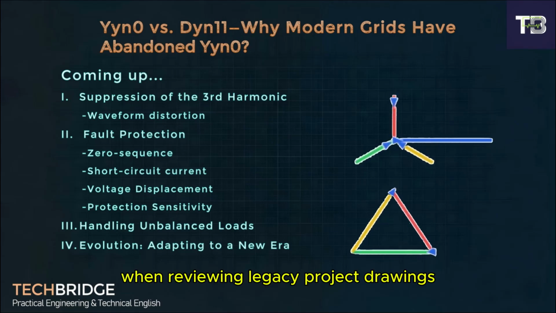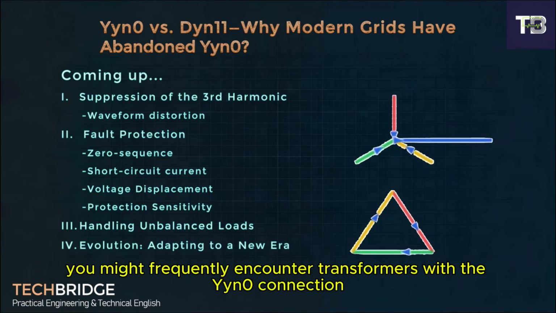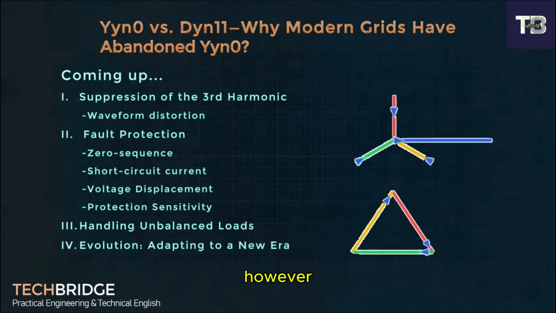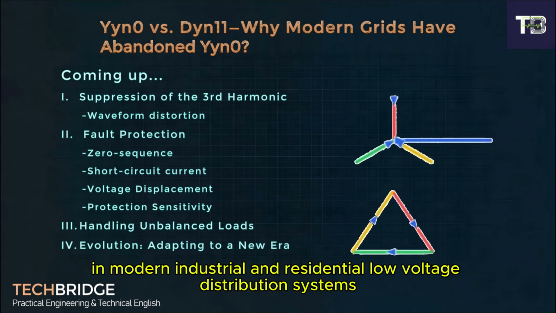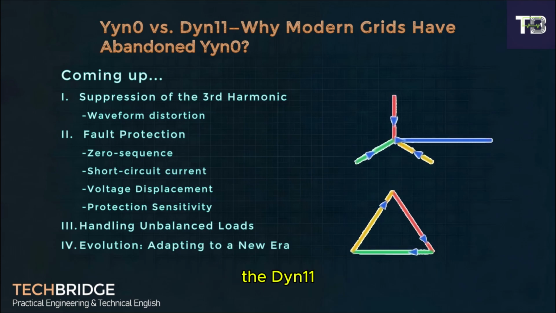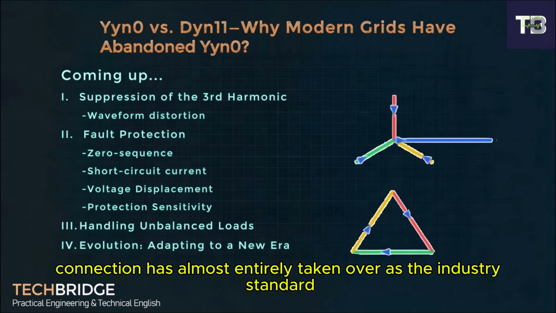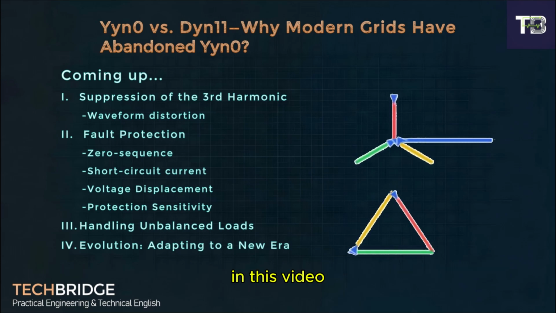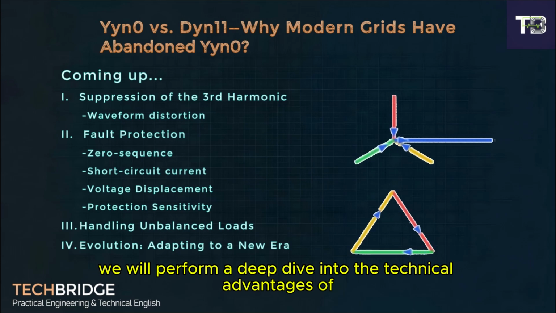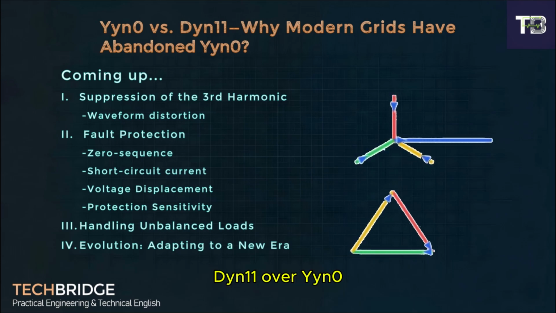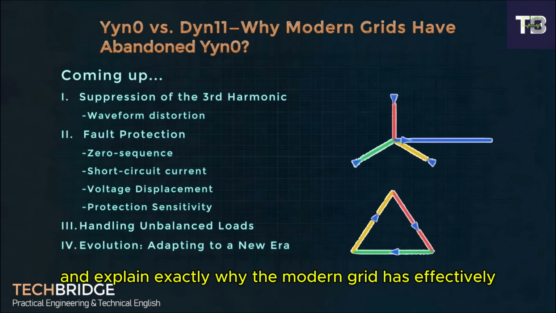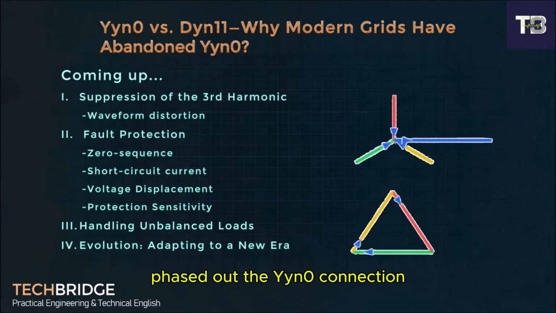When reviewing legacy project drawings, you might frequently encounter transformers with the Yyn0 connection. However, in modern industrial and residential low-voltage distribution systems, the Dyn11 connection has almost entirely taken over as the industry standard. In this video, we will perform a deep dive into the technical advantages of Dyn11 over Yyn0, and explain exactly why the modern grid has effectively phased out the Yyn0 connection.